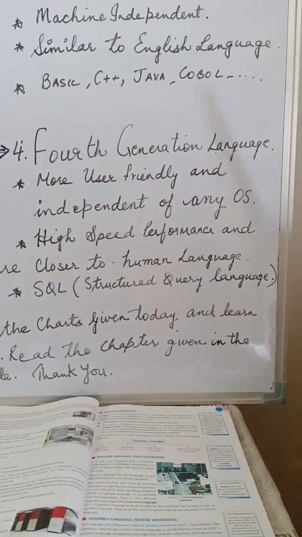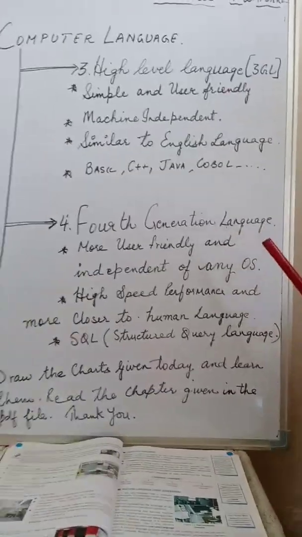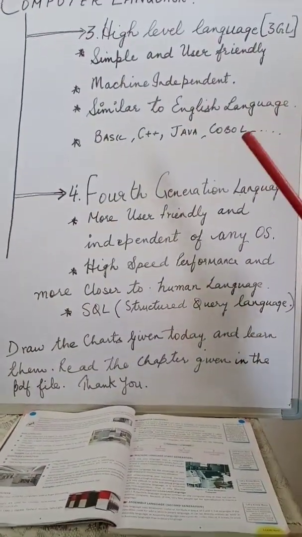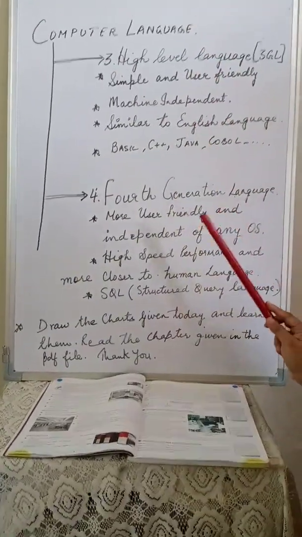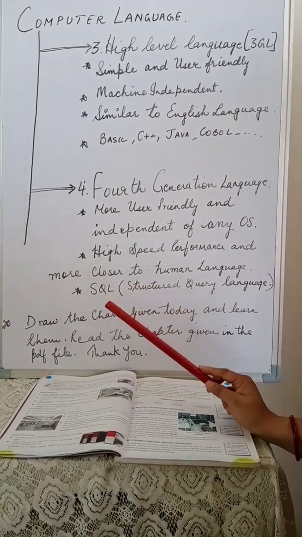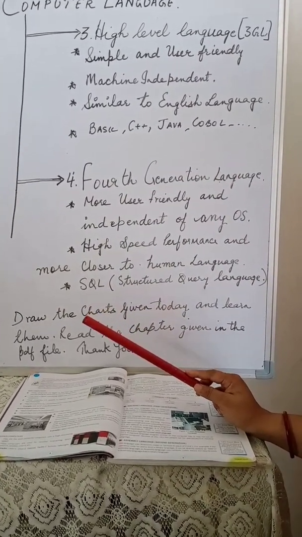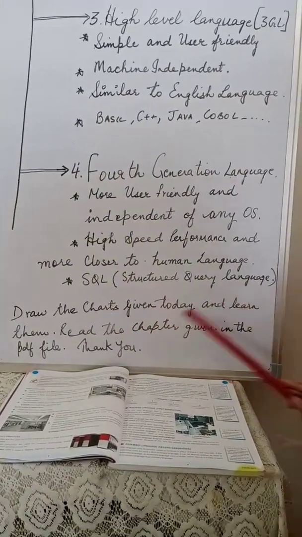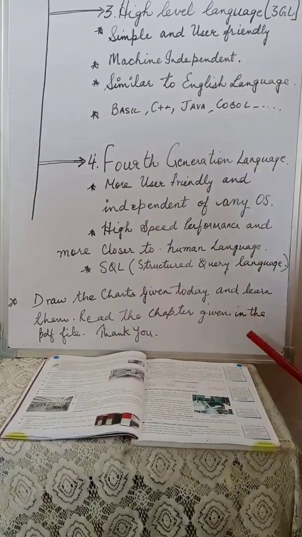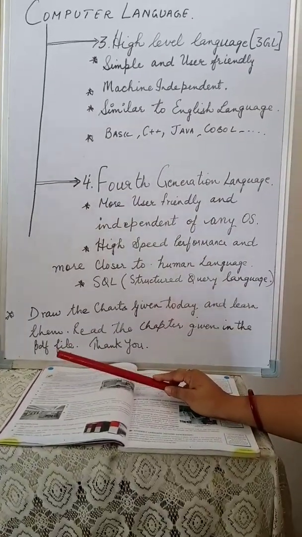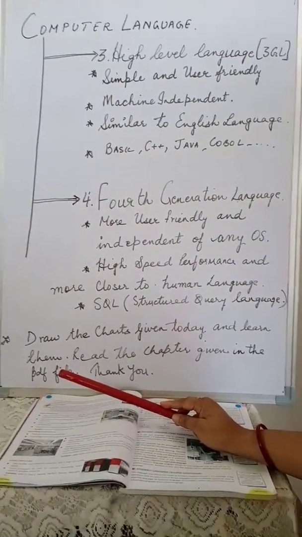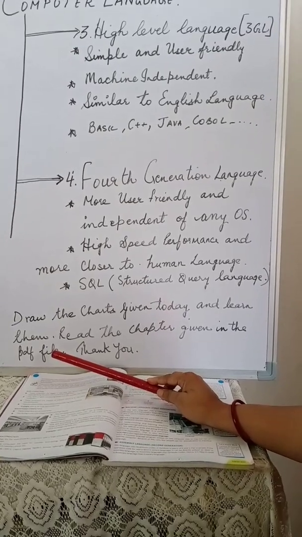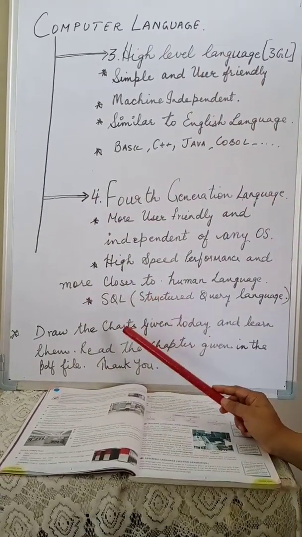Now we have completed the computer languages. For today's session, you will be drawing all the 3 charts which I have given you today, and please learn them along with the reading of the chapter. You have to draw the charts given today and learn them. Read the chapter given in the PDF file. Refer to the PDF file given to you earlier in the first session and read them, so it will be much more clear to you. Thank you, children.